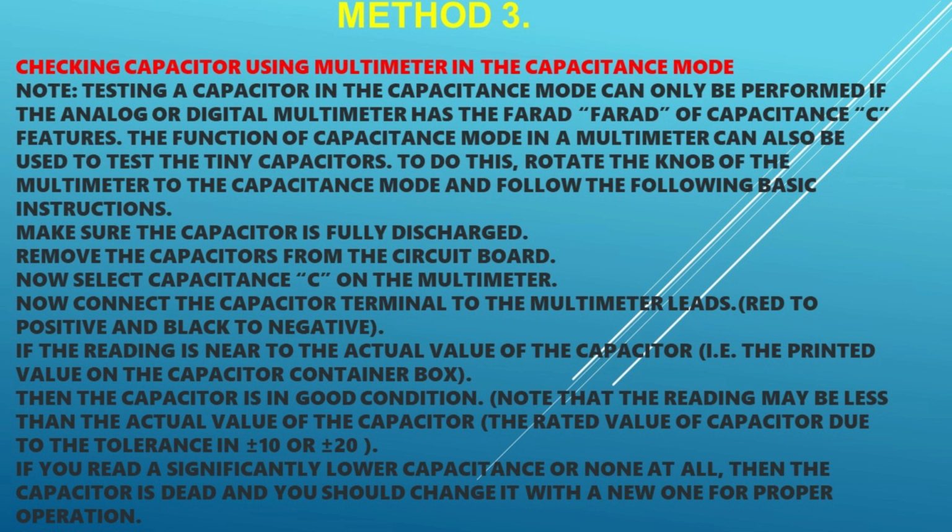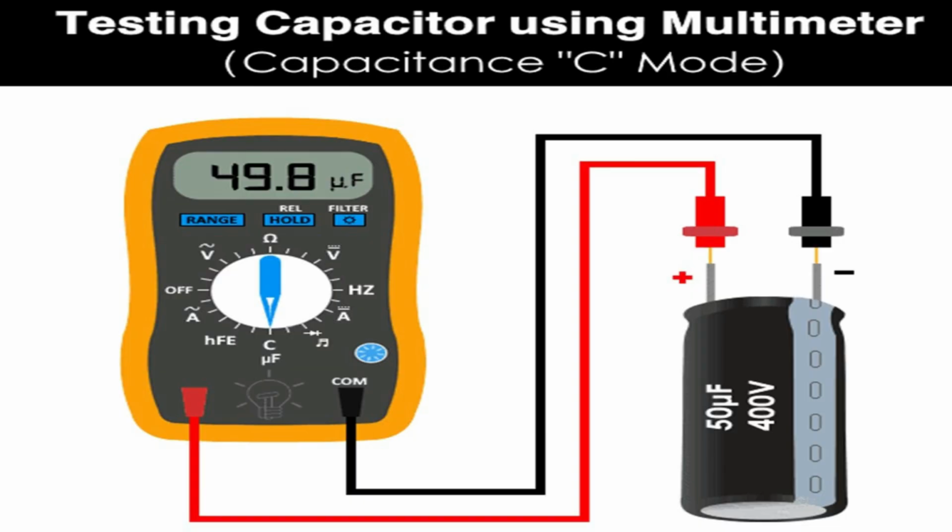Method 1. Test a capacitor using digital multimeter, resistance mode. To test a capacitor by DMM, digital multimeter, in the resistance, omega or ohm mode, follow the steps given below. Make sure the capacitor is fully discharged. Set the meter on the ohmic range, at least on 1000 ohm equals 1 kilo-ohm. Connect the multimeter probes to the capacitor terminals, negative to negative and positive to positive.